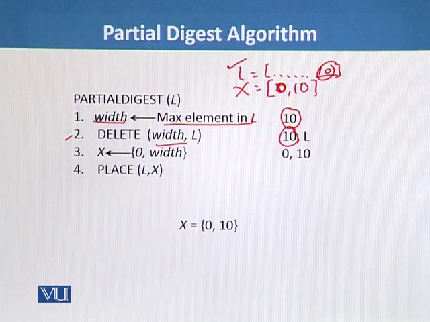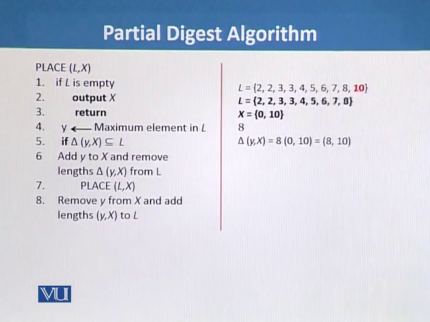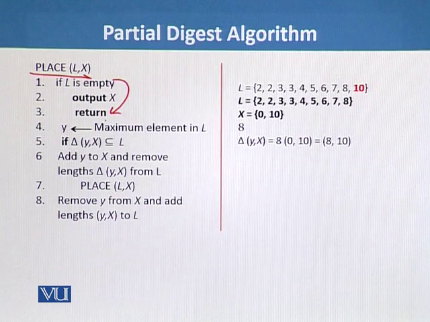Now we will place the values of L and X. So we have placed the values 0 and 10 here. Now, if L is empty, then we will get the answer straight away and it will return the answer.